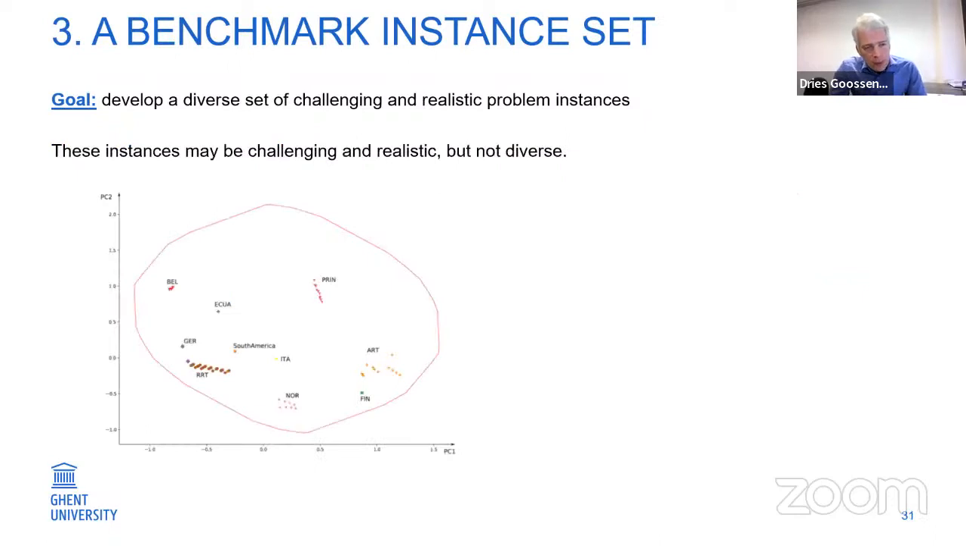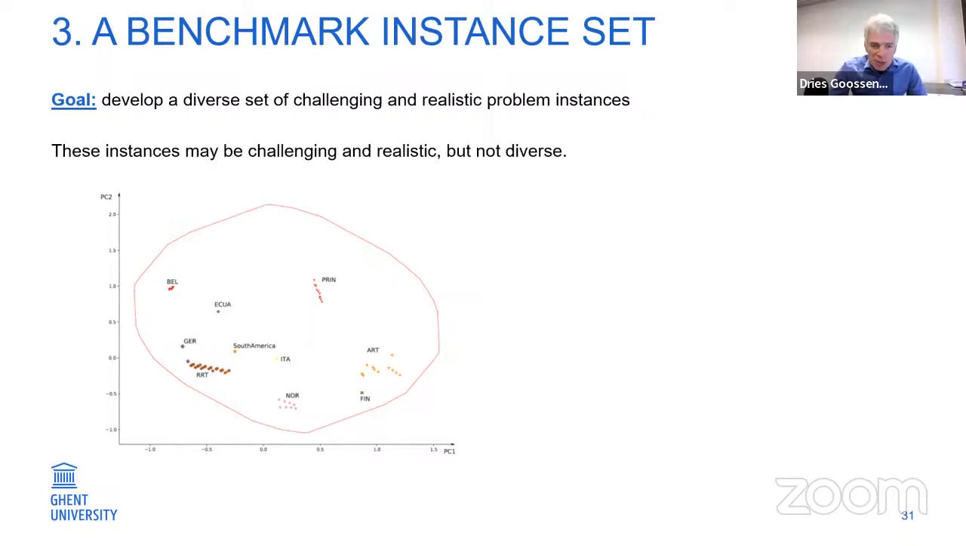Then we get this plot, which has all the problem instances that we found from the literature. It also has this red convex hull around it, which indicates the boundaries from a practical point of view, what kind of values for the features we have seen in practice, of course, after principal component analysis. Now, as you can see, they may be realistic. Well, they are realistic. They are life-based.